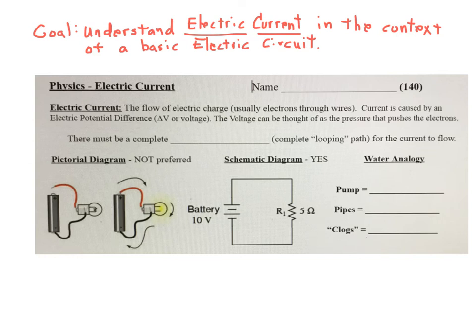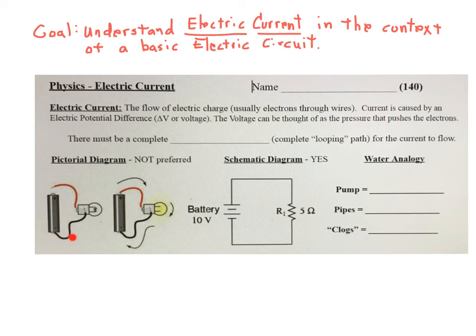Physics, Day 140, Electric Current. And the goal here is to understand electric current in the context of this basic electric circuit. Hopefully you've already finished Circuit Lab 1, where we lit up the light bulb with the basic battery or two batteries. Doesn't matter how many batteries, but I have a picture of this down here below.